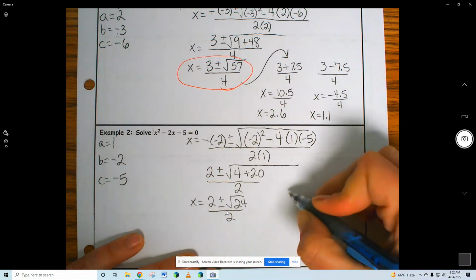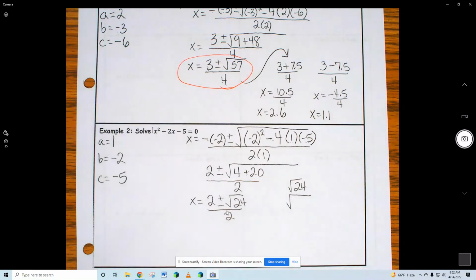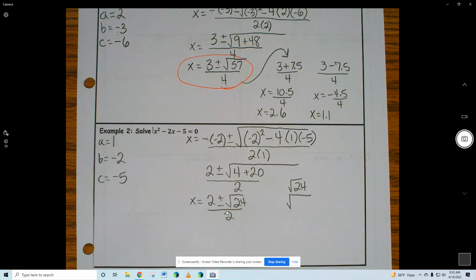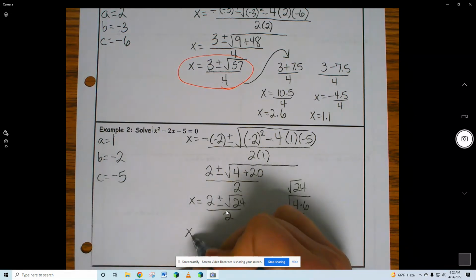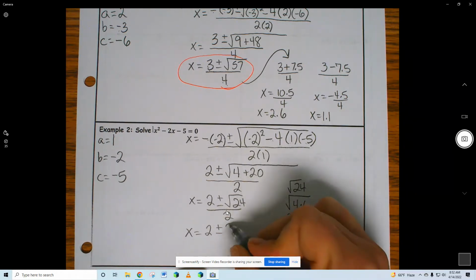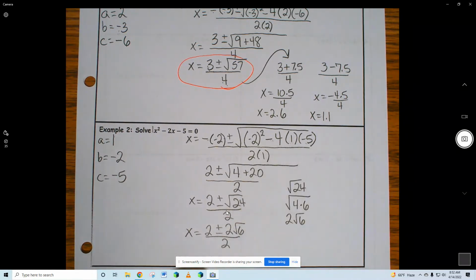Over 2. Well, the square root of 24, you guys, that can be simplified. It's 4 times 6. Two rad 6, yeah? Anything that can be simplified, broken down, do it. X equals 2 plus or minus 2 radical 6 divided by 2. I said earlier, if something can be broken down or simplified, I can't touch the rad 6. You can't go any further. Don't do anything with the 6.